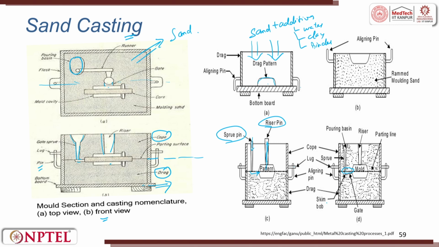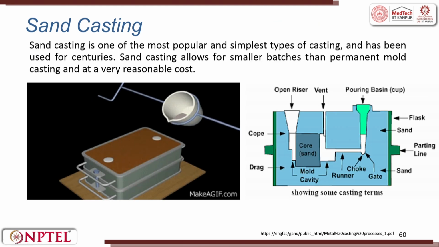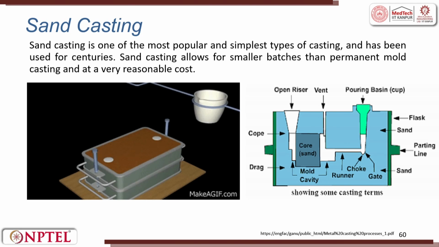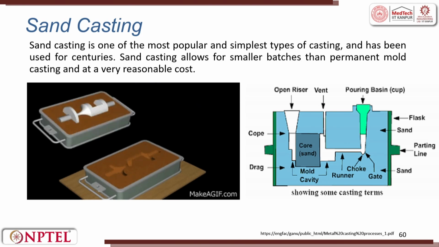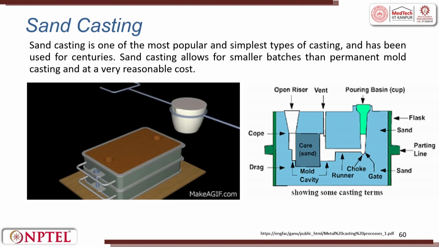So, here you can see the skim bob is made. As and when the sprue comes, we make a profile like this, so that the liquid which comes here fills, and then a uniform flow happens to the runner. So, this is how an animation looks like. You can see here how interestingly it is made.